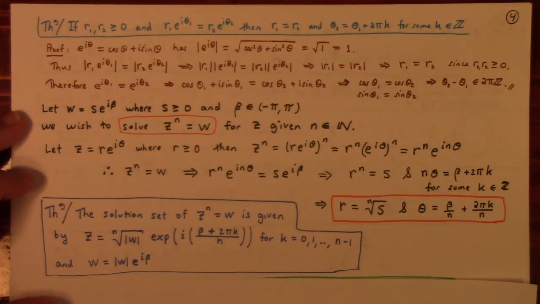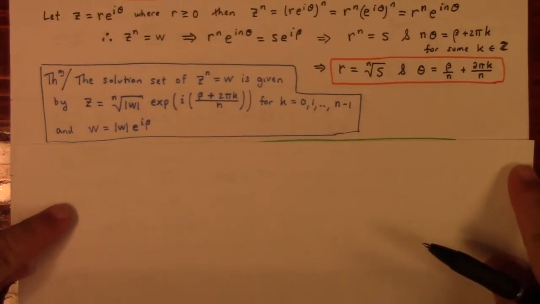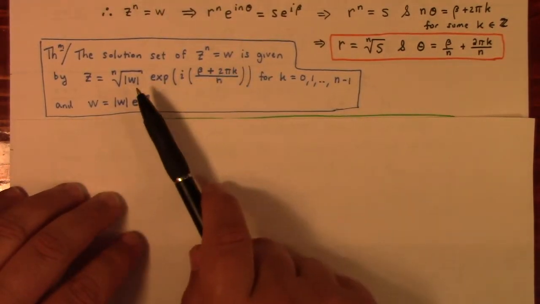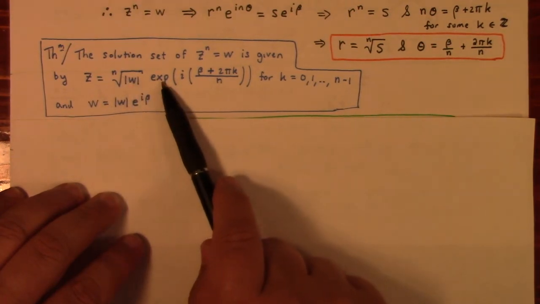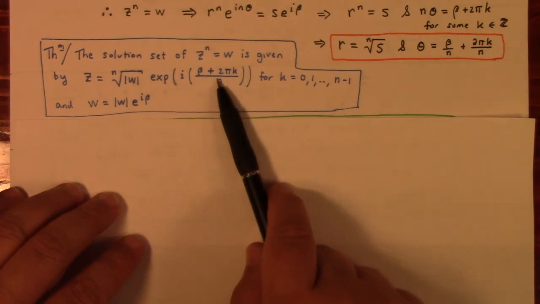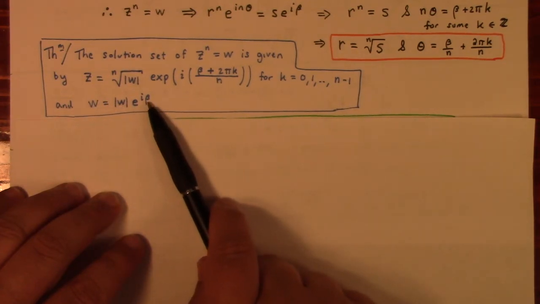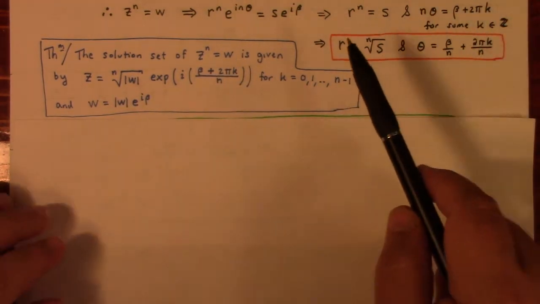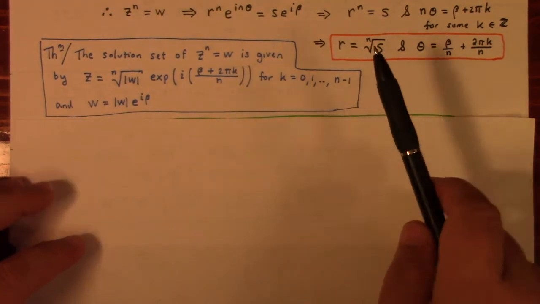Anyway, so theorem. This calculation in black proves the theorem in blue here. Theorem: the solution set of z to the n equals w is given by z equals the nth root of the length of w times the exponential of i times beta plus 2 pi k over n, where w is given to be the length of w times e to the i beta. So this beta appears here and there. So it's saying that there is a solution. How many solutions are there? Well, there are, in fact, n of them, all right?